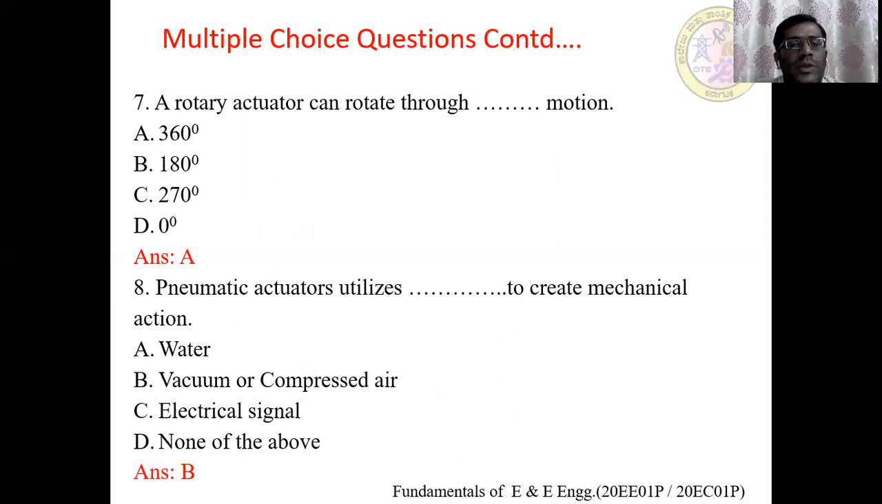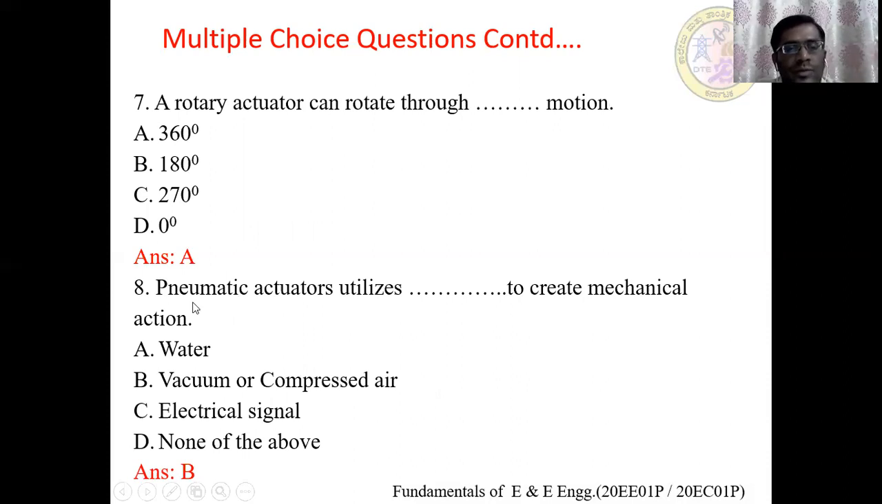A rotary actuator can rotate through dash motion. Rotary actuators will be rotating for 360 degrees. The options given are 360 degree, 180 degree, 270 degree, and 0 degree. So a rotary actuator can rotate through a full 360 degree motion. Hence the answer is A.